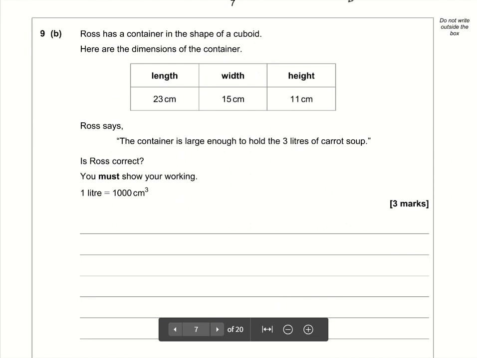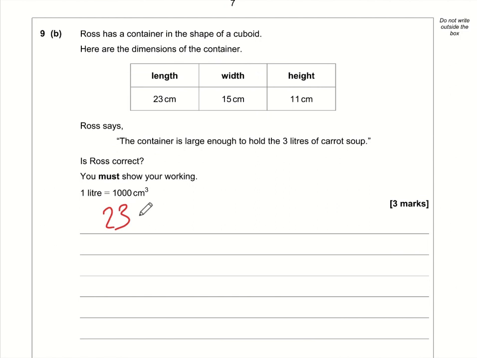So to work out the volume of a cuboid, we simply multiply the measurements together. So 23 times 15 times 11 comes to a volume of 3,795, and the unit is centimetres cubed.